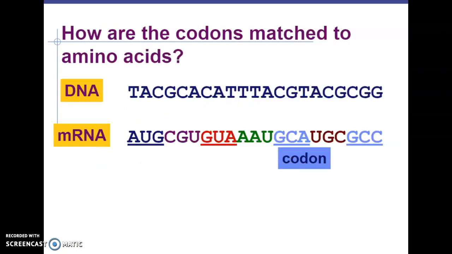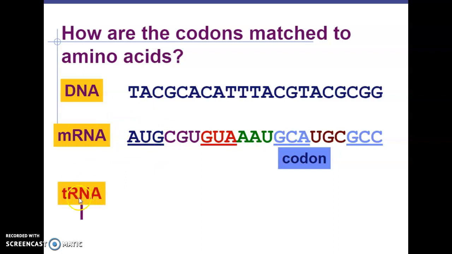All right, so how are the codons matched to the amino acids? So we got our first three letters here of DNA. That transcribes. So if you got a T, that becomes an A, becomes a U. Remember, this is RNA, so U is there, not a T. T is only in DNA. C's or G's, and so on. So that's how you would transcribe it.